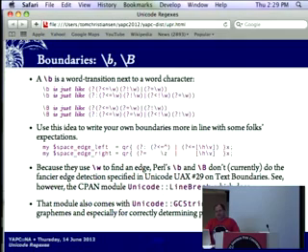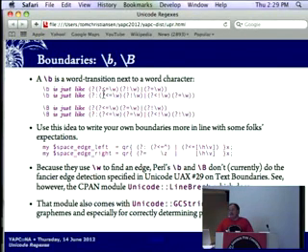Know your boundaries. Ah, yes. There may be three people in this room who know what these do, and I'm not sure if I'm one of them. People are remarkably confused over what \b actually matches. It doesn't match anything, it turns out. It's just an assertion, a zero width assertion. These two are equivalent. I'll do the easier one.